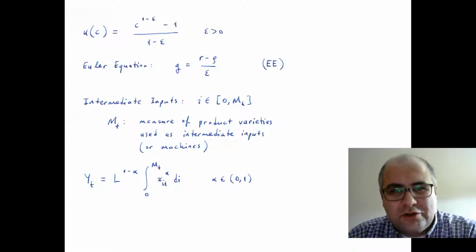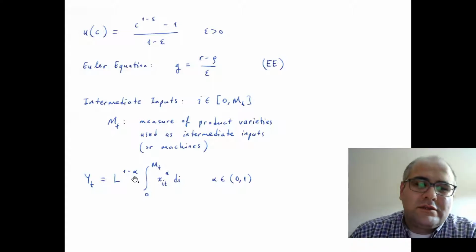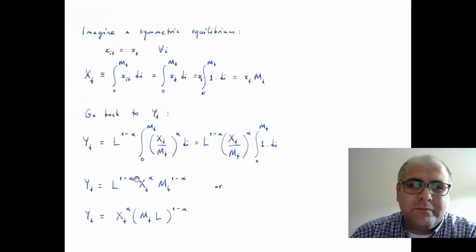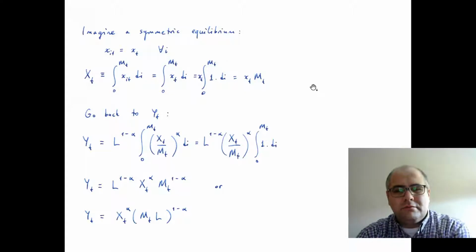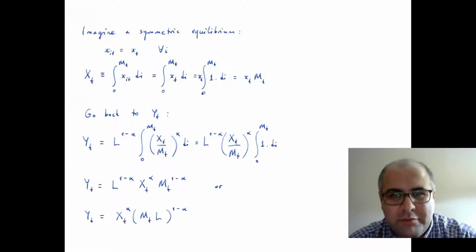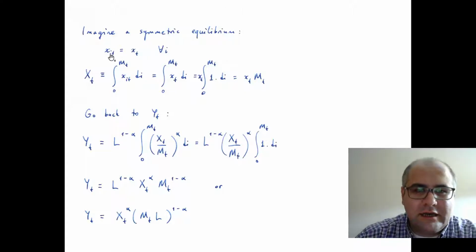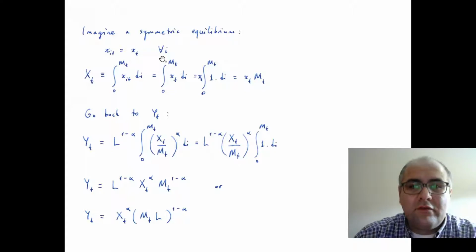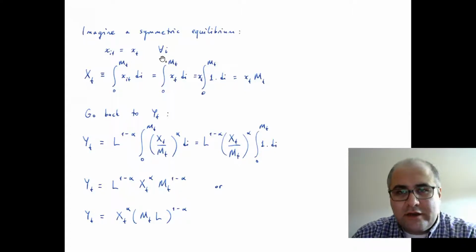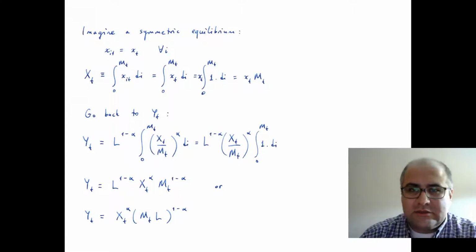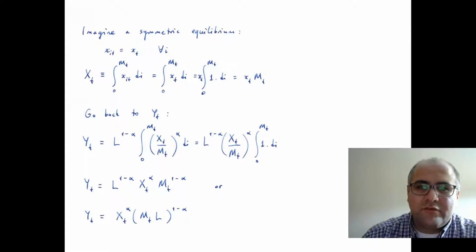It is a simpler version of what we saw in the Solow model. So what do I mean by that? Let me explain. Imagine for the moment a symmetric equilibrium. By symmetry, I mean each and every intermediate input is used in the same amount. As you see here, x_it is equal to x_t for all i. So the final goods sector is demanding the same unit from each machine.